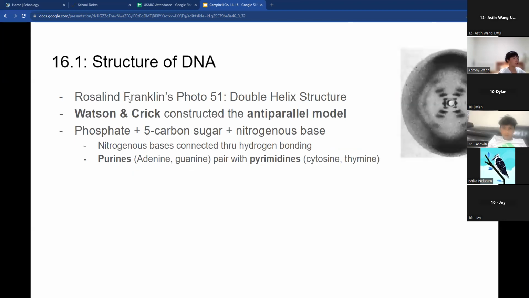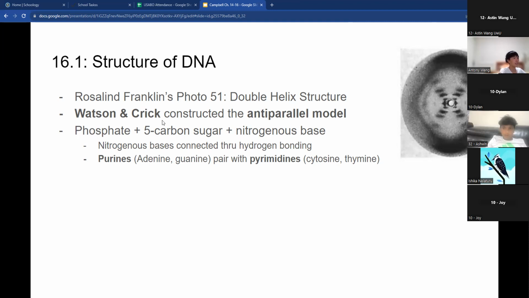Yep. Here's a structure of DNA. Rosalind Franklin's photo 51. Officially Watson and Crick discovered the structure of DNA, but they couldn't have done it without Franklin's confirmation. But they didn't credit her, which was kind of a big move, honestly.